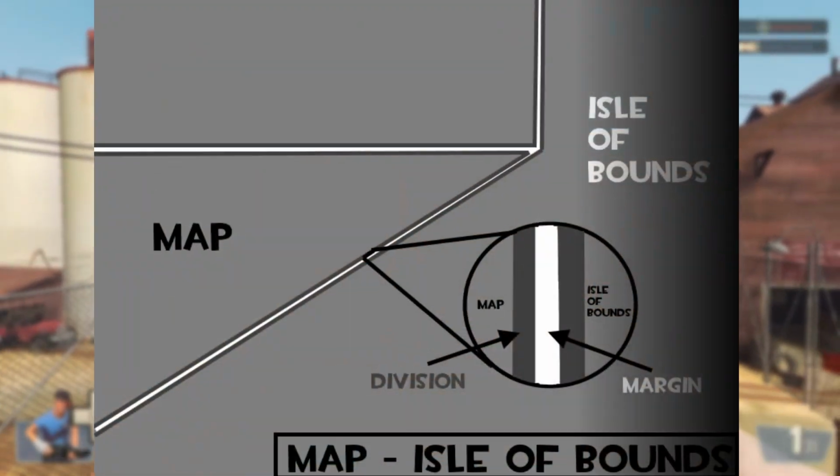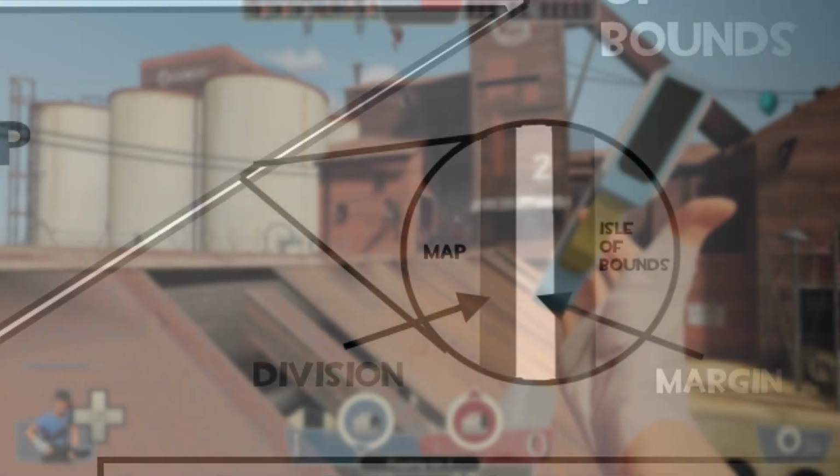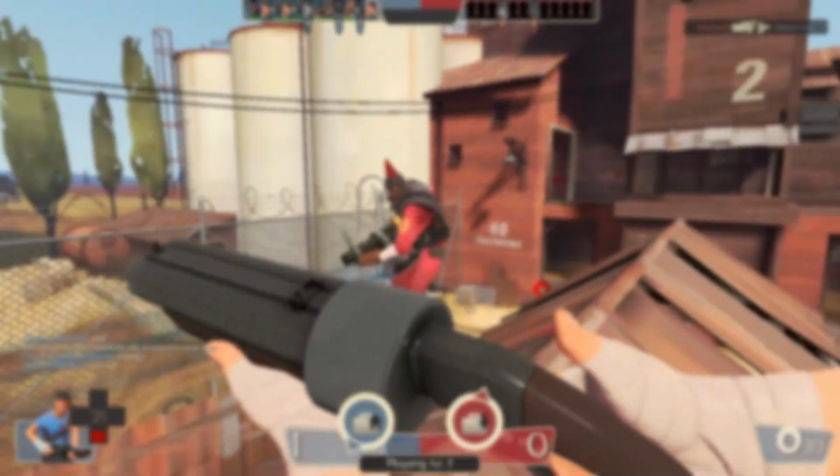The margin can be both visible or invisible depending on the quality of the map or the game itself. In this video, we will use 3 different games as prime examples to determine what kind of shapes and sizes the margin can appear as.